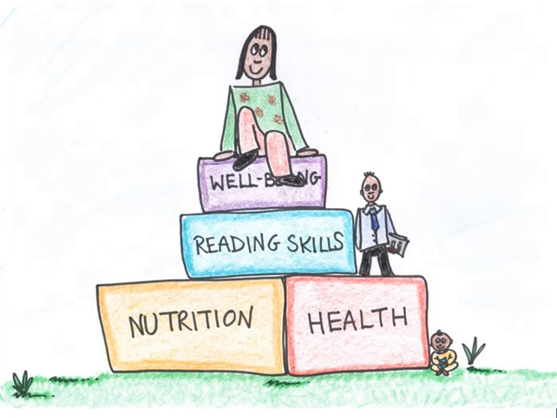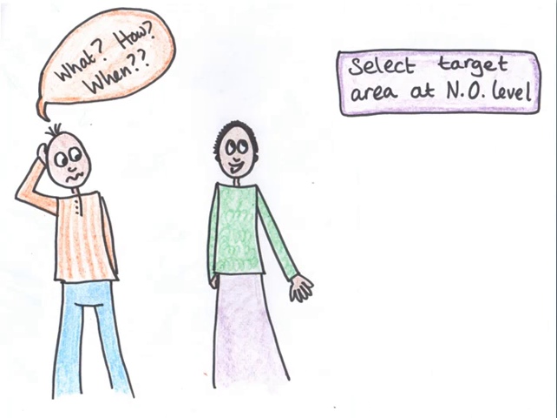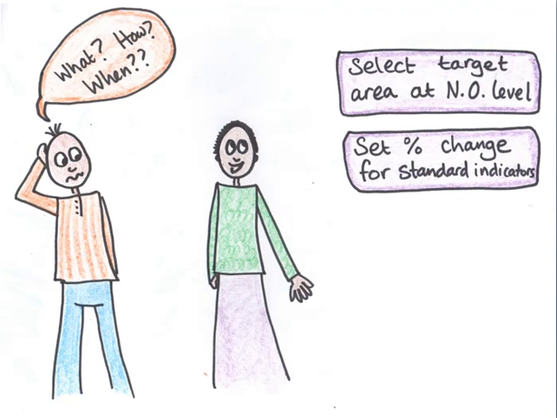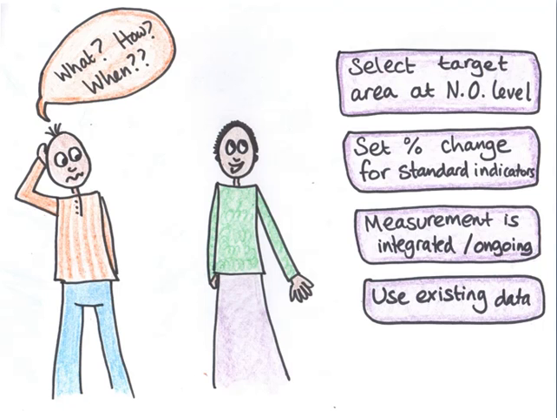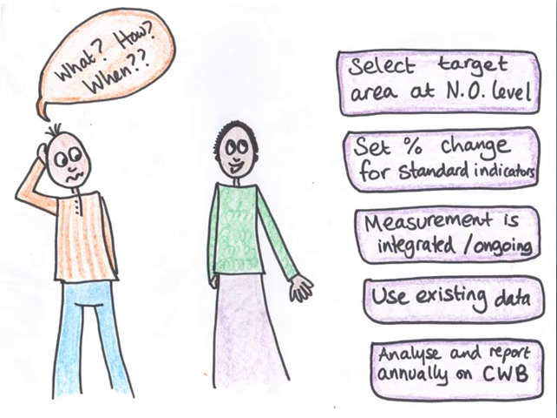But what happens next? The target areas are selected at the national office level. The percentage change targeted is set for the relevant indicators linked to the target. Measurement is integrated with ongoing DME, baselines, evaluations, and regular monitoring as appropriate. Reporting is based on existing data available from one fiscal year. It is organized around the strategic objectives and critically analyzed, taking into account the other actors and factors that might have contributed to the change.